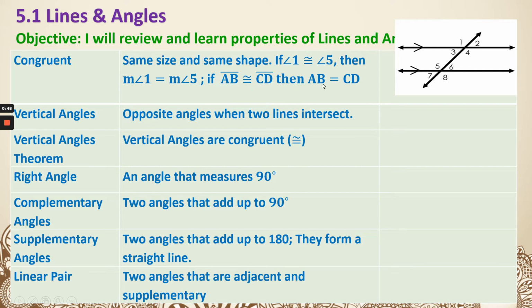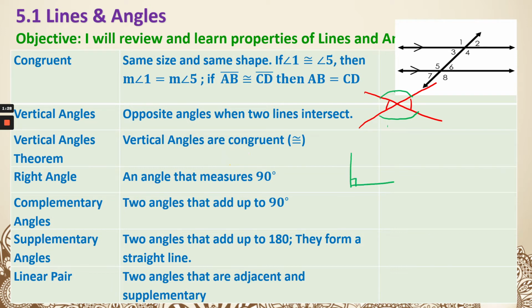Next, vertical angles. So opposite angles when two lines intersect. That looks like this. When two lines intersect, we have these two angles that are vertical angles, and then these two angles are also vertical angles because they're facing each other. They're on the opposite side of the intersection of the lines. Vertical angle theorem: vertical angles are congruent. So as you can see, the red ones, these two are congruent, and the green ones, they are also congruent. Right angle, we already know that's an angle that measures 90 degrees. We use this little square to represent it.